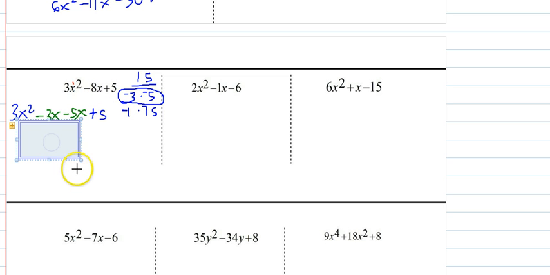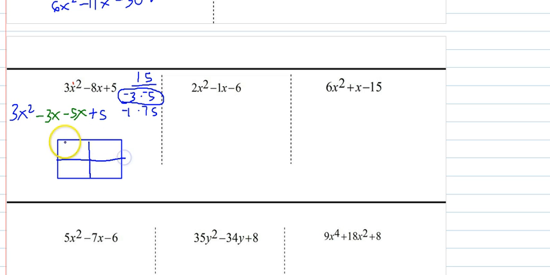Alright, put it in the box. x squared minus 3x minus 5x plus 5. Common factor is 3x, 5, x, and 1, and it has to be minus and minus. And there it is.